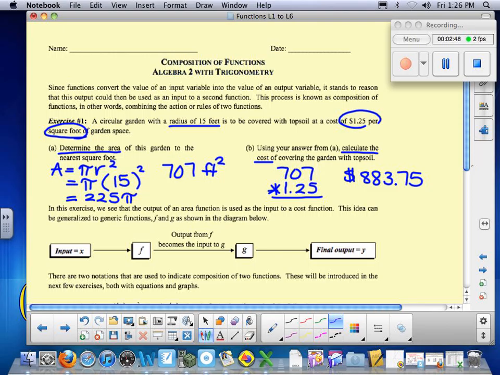We had to find an answer. So this was our 15 radius, to find the area that we had to cover. Then we used the area with the cost to get how much it was going to cost us all together. Okay? That's a composition of functions. You just did one. Congratulations. Take a bow. Round of applause.